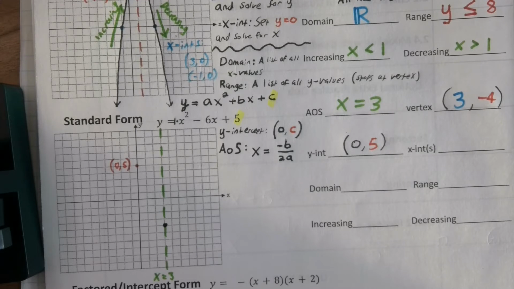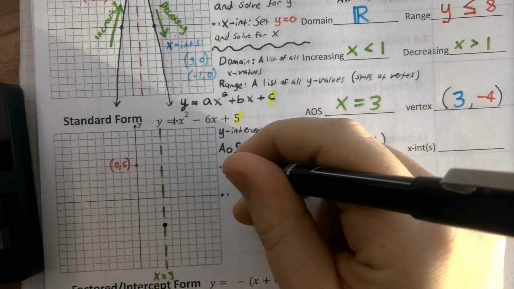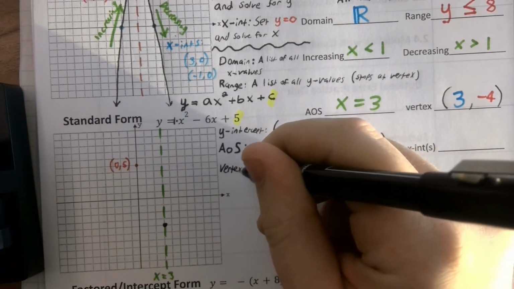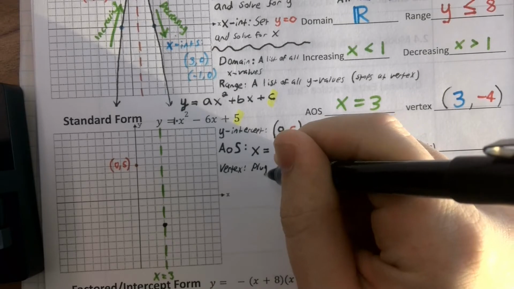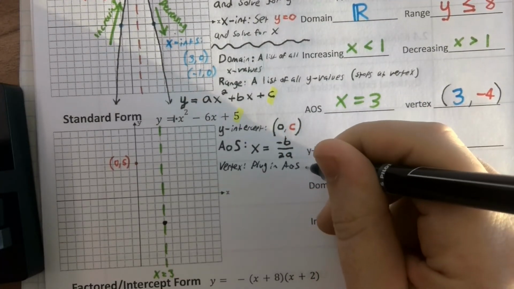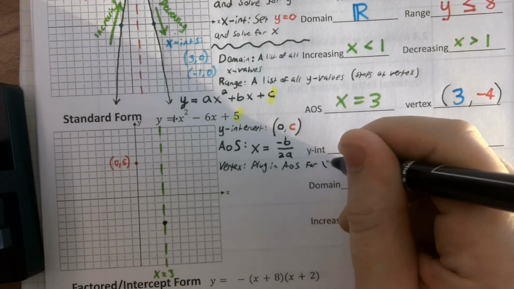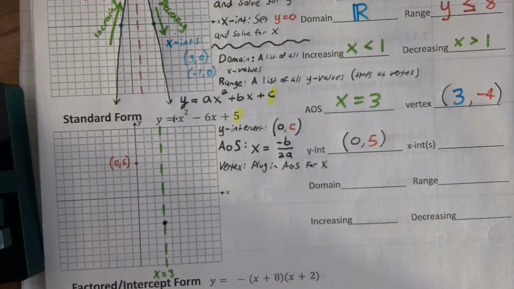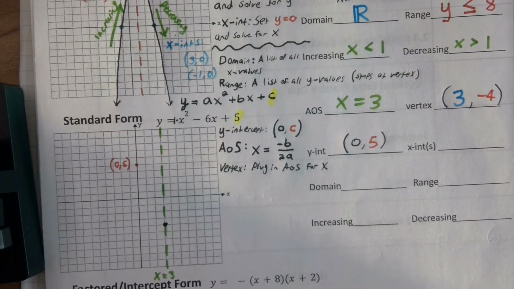Next up, the x-intercepts. And this part is the toughest part to find in standard form. However, the good news is we solve it the same way we solved the last one. Before we do, I want to write down a couple of things. First off, like we said, for the vertex, we just plug in the AOS for x. How did we find the x-intercepts last time?